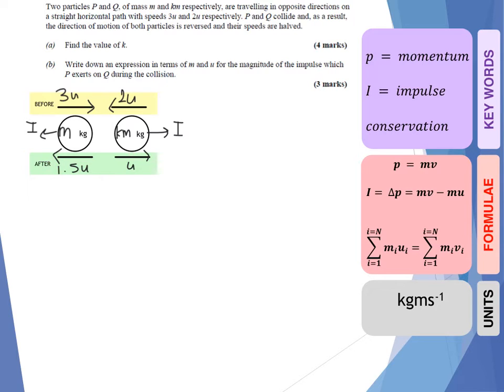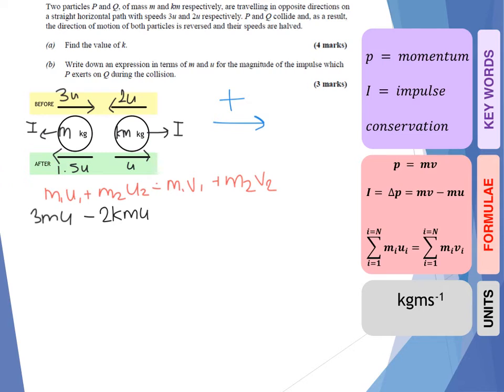We're again going to use our momentum formula, so m1u1 plus m2u2 equals m1v1 plus m2v2. Before I start subbing in, I'm just going to make my positive direction nice and clear. So first velocity, this u1 is travelling to the right, so it's going to be a plus 3mu. Then we've got our second particle over here. Its velocity is going to the left, so we're looking negative this time. So it's going to be minus 2kmu.